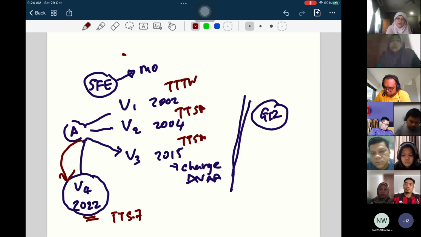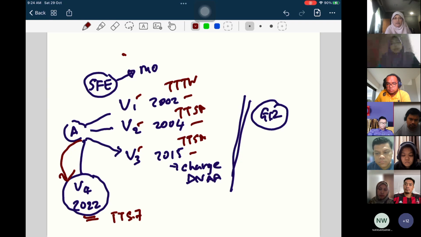semua evidence related to what transpired to V4 in 2022. Apa yang berlaku pada 2002, apa yang berlaku pada 2004, apa yang berlaku pada 2015 kepada victim yang berbeza tak ada kena-mengena dengan V4. Get the picture? So because of that, as a general rule, it is not relevant, not admissible. Section berapa saya cakap ni?